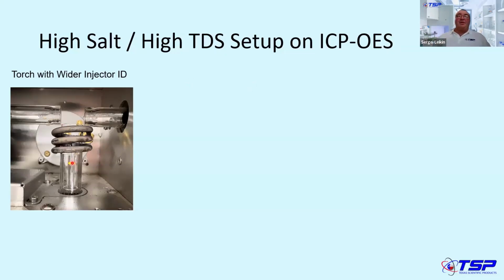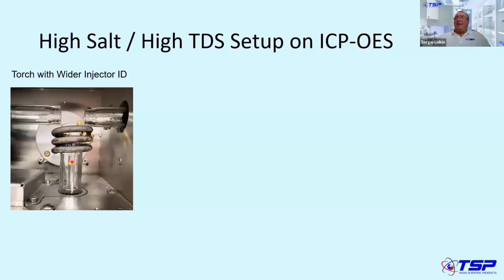The size of the injector depends on your instrument manufacturer. For example, you have 1.8 millimeter for aqueous, it will go to 2.5 for high salt. So you've got to look at what your ICP manufacturer offers. For example, on PerkinElmer instruments, there are a number of injectors going from, I believe, 0.8 millimeters to 1.2, 1.6, and further. So the injector ID has to be wide.